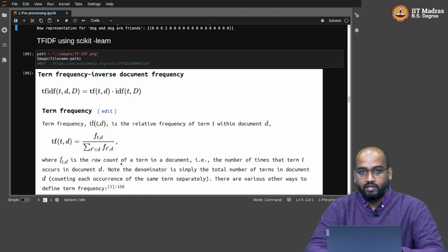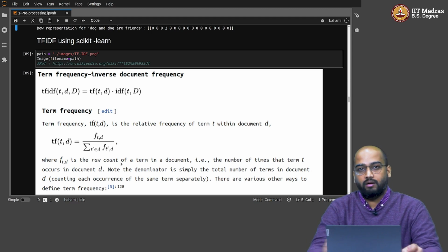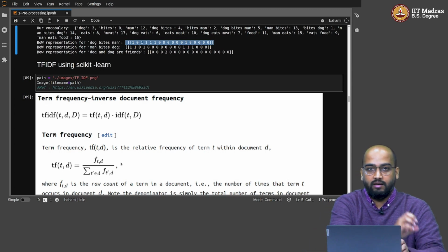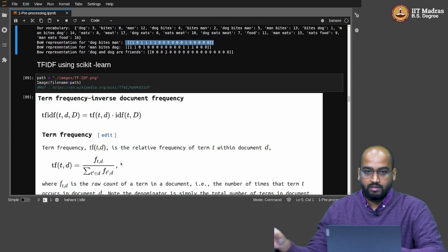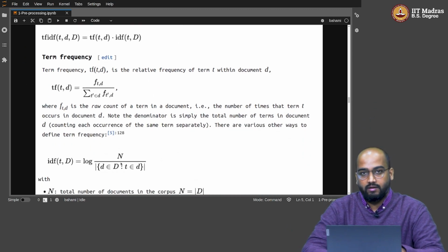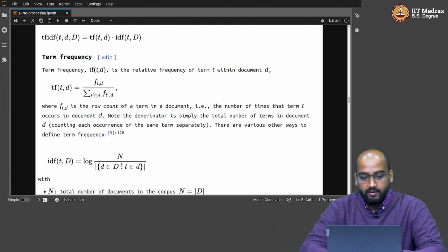So if you are asking the question, is this token relevant or important in this doc, or does it invariably occur across all the docs? Word counts will not be able to tell you that information. Word counts will simply tell that this word has occurred here these many times, here these many times, and here these many times. But if you want to capture whether it has occurred only here, or has it occurred in other documents as well, that's where TF-IDF comes into play, right?